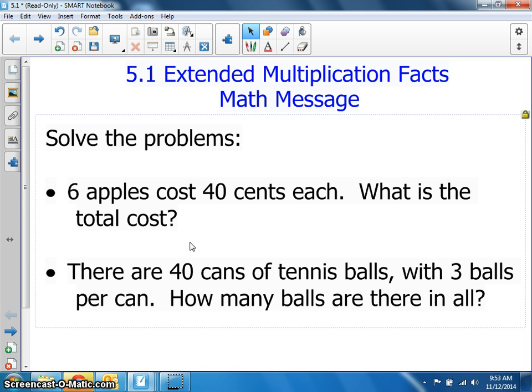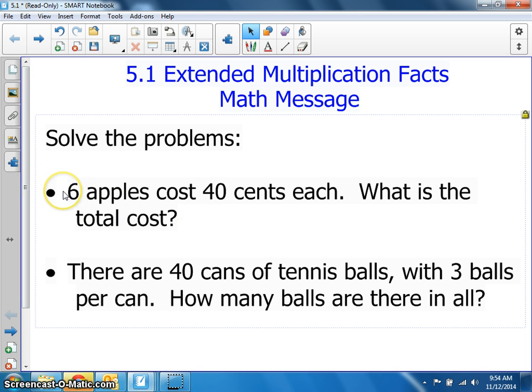Students, you should all know your multiplication facts. You should know 6 times 8. You should know 7 times 4. You should know all the basic ones. You might not know your 12s yet. We'll get there. But anything through 10, you should be pretty good. And so what we're going to do is take those facts and expand them just a little bit to some extended multiplication facts.